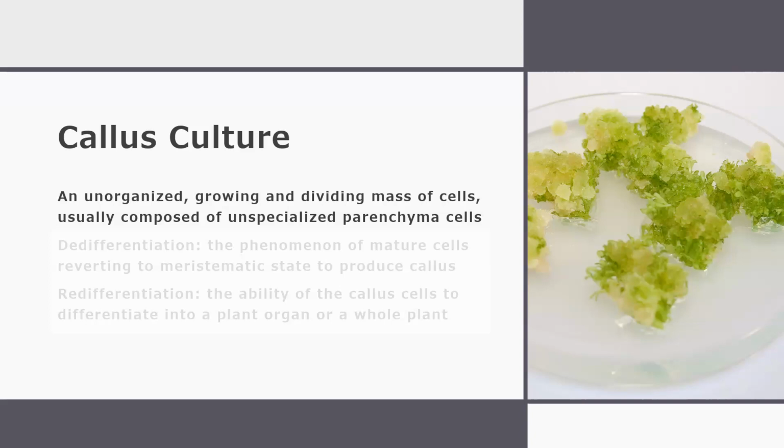When cultured in an appropriate medium, usually with both auxin and cytokinin, explants produce an unorganized, growing and dividing mass of cells called callus. It is normally composed of unspecialized parenchyma cells. During callus formation, there is some degree of de-differentiation, both in morphology and metabolism.